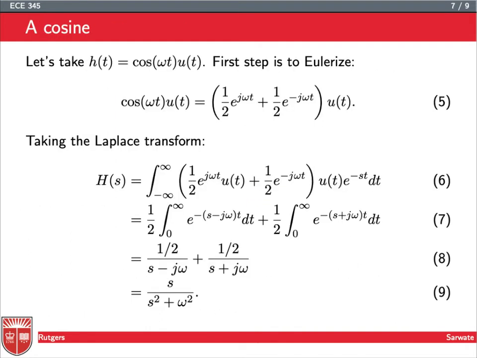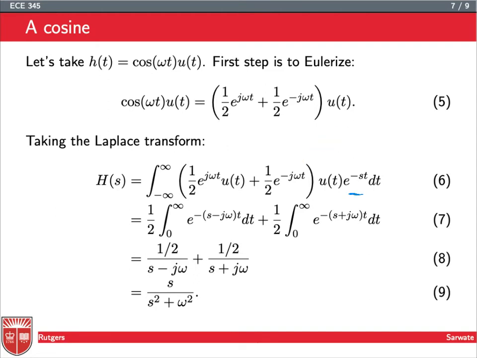Let's do one more example. So let's look at a cosine, like h of t is cosine omega t u of t. Remember, the first thing you see when you see a cosine is maybe think about Eulerizing it. So let's Eulerize it into a sum of two complex exponentials, and then we take the Laplace transform of this. So we plug in this whole signal into the definition of the Laplace transform.